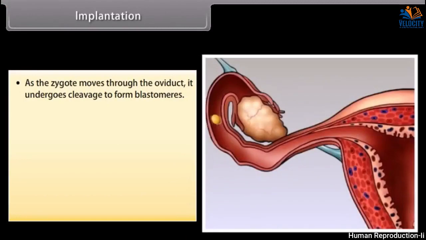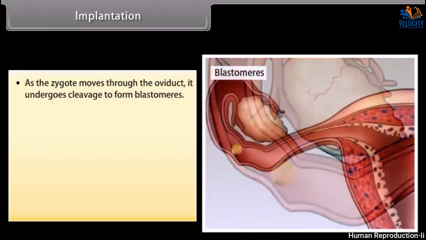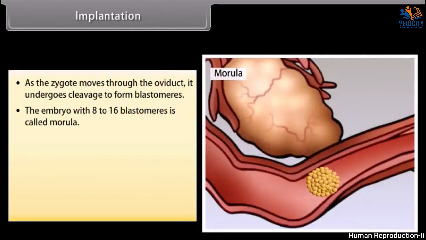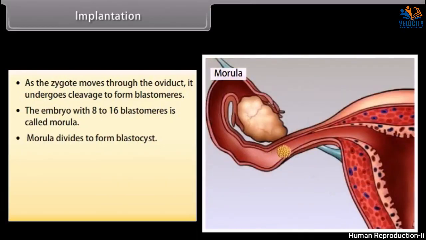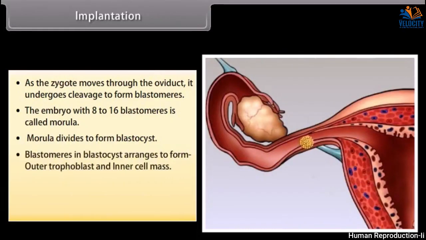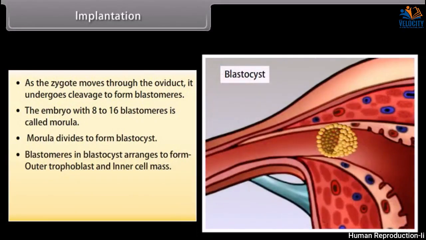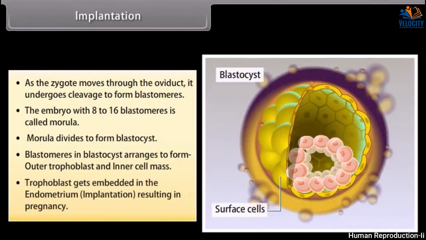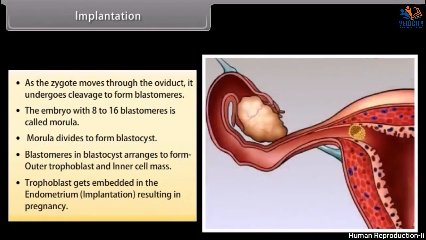Implantation. As the zygote moves through the oviduct, it undergoes cleavage to form blastomeres. The embryo with 8 to 16 blastomeres is called morula. Morula divides to form blastocyst. Blastomeres in the blastocyst arrange to form outer trophoblast and inner cell mass. Trophoblast gets embedded in the endometrium, which is implantation, resulting in pregnancy.